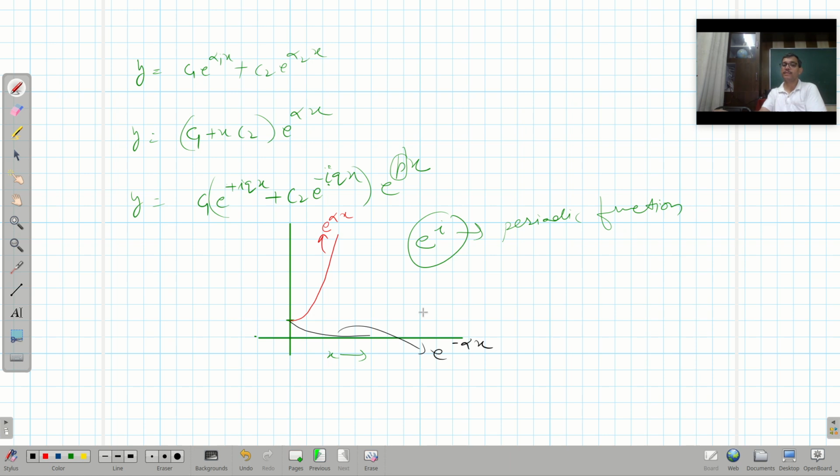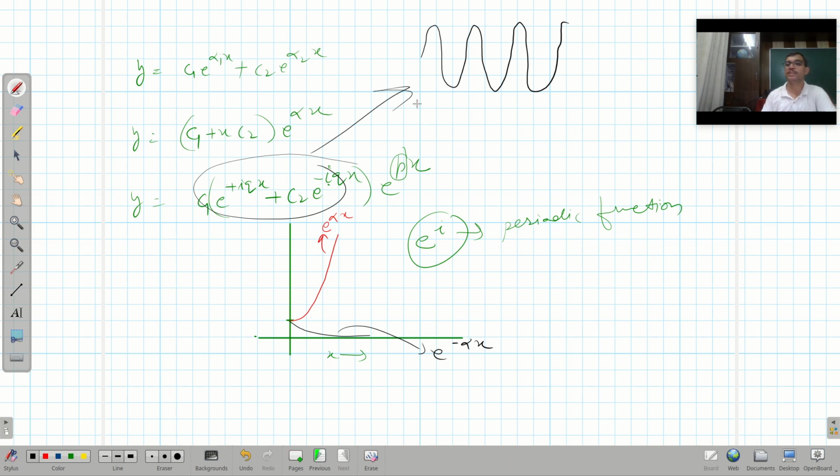And if a certain function is multiplied with a periodic function, their plot is like this. It's a sinusoidal wave. Alright, you have to recall all these things. These are the basic things which we have to keep in mind. So this is all for the solution of the second order homogeneous differential equation with constant coefficients.